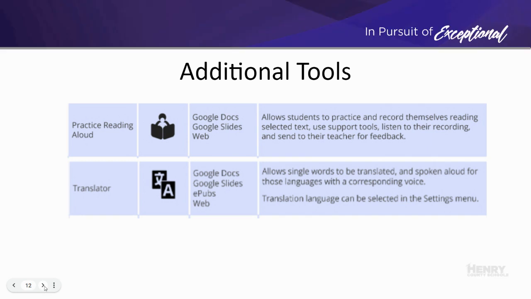Practice reading aloud is a feature that would allow students to read text aloud and then go back and listen to themselves reading, or they can then turn that into their teacher for their teacher to listen and give feedback. There's a translator tool that you can highlight single words and translate those words into up to 90 different languages. This tool, we believe, can be beneficial to some of our students that English is not their first language, and maybe some of those academic words, they want to see what that word might be in their native language, they could use the translator.